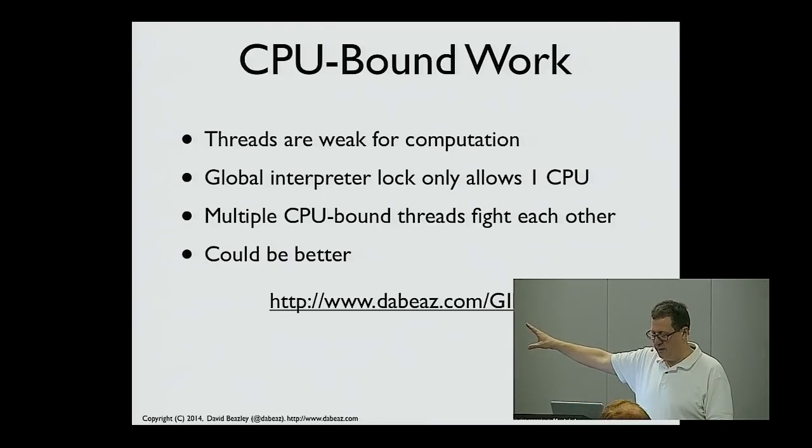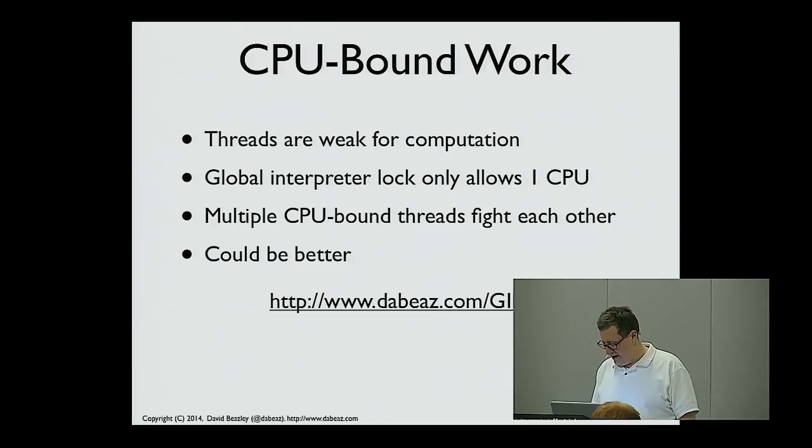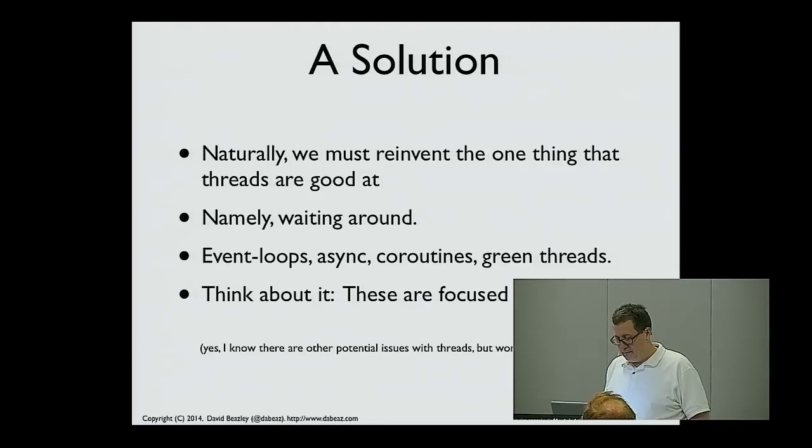I gave a PyCon talk about that. People drag it out every single time a Python GIL discussion comes up. So there's that issue with the GIL. But here's what seems to be going on, and we'll see how contentious I make this. The solution for the Python thread problem seems to be to reinvent the one feature of threads that actually works, which is waiting around.